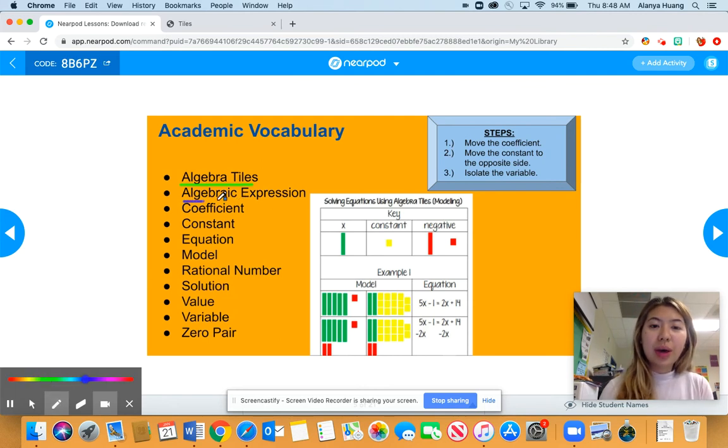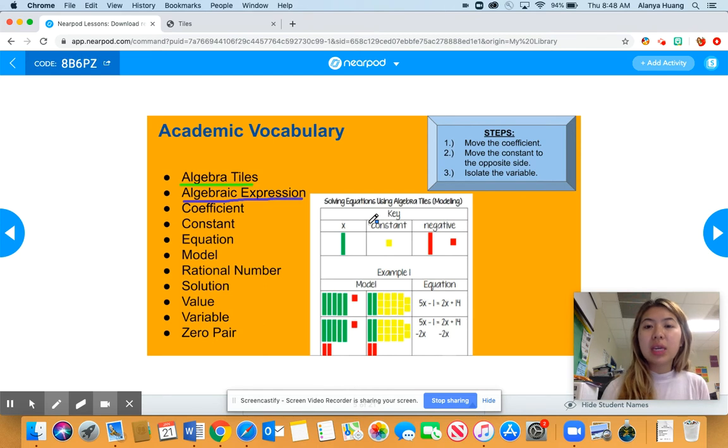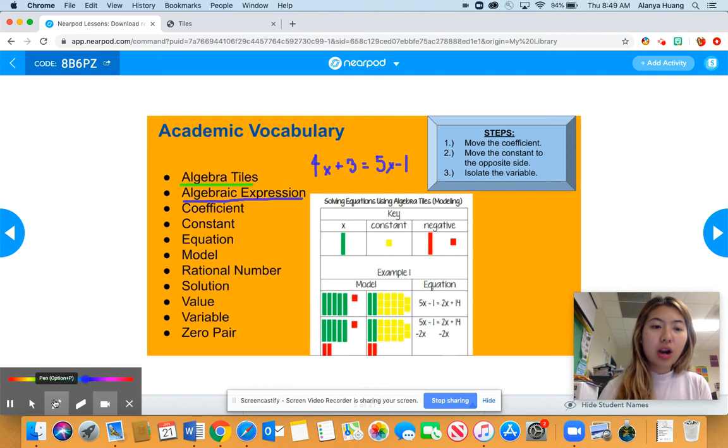Throughout the week, we've already learned about algebraic expressions. So each side of the equation has an algebraic expression. An example would be 4x plus 3. And if the other side were 5x minus 1, that would also be an algebraic expression. Our coefficients are the numbers in front of the variables, so that is 4 and 5 in this case. Our constants are 3 and -1. We're solving for the solution and the value.